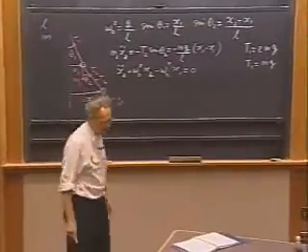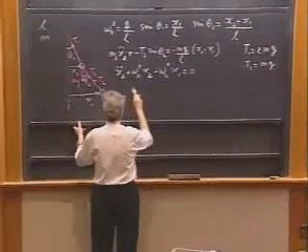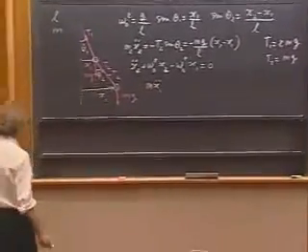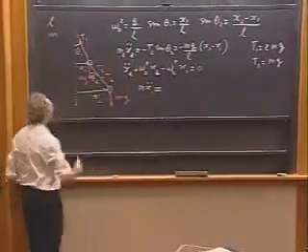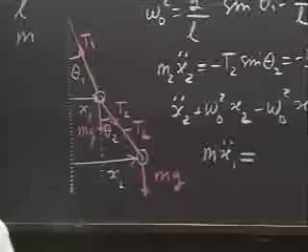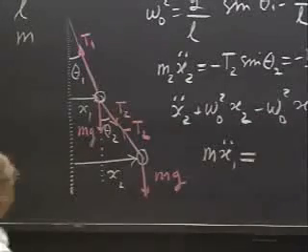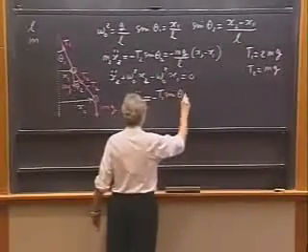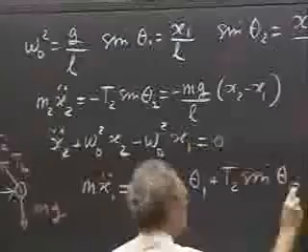So now I'm going to my first object. So now we get m1, mx1 double dot. And now there is one force that is driving it back to equilibrium. That is the horizontal component of T1. But the horizontal component of T2 is driving it away from equilibrium in the drawing that I have made here. So you get minus T1 times the sine of theta 1 plus T2 times the sine of theta 2.